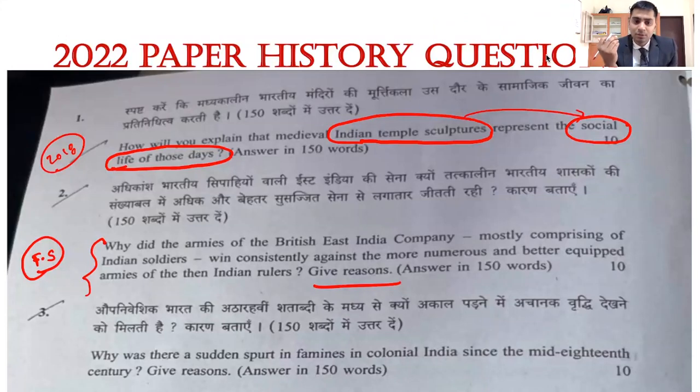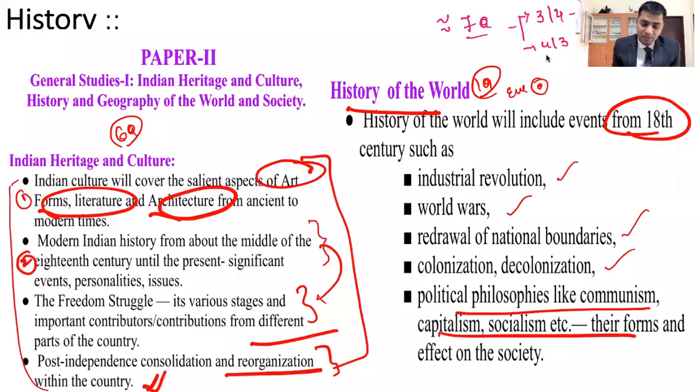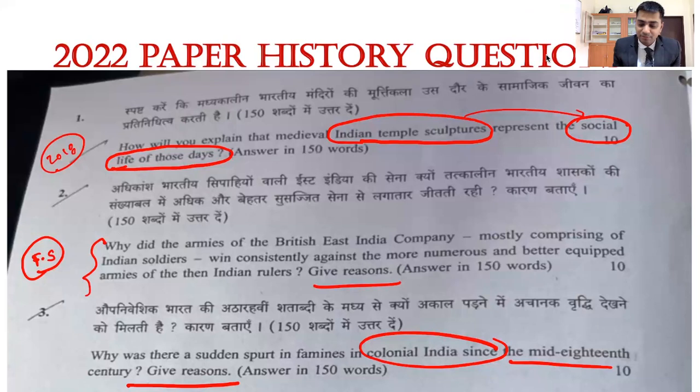Look at the third question. Why was there a sudden spurt in famines in colonial India since the mid 18th century? Give reasons. Again, they are asking about the so-called events that have taken place in the middle 18th century. So the first 3 questions more or less are freedom struggle, these 3. So they are asking why there was a sudden famine in colonial India since mid 18th century.